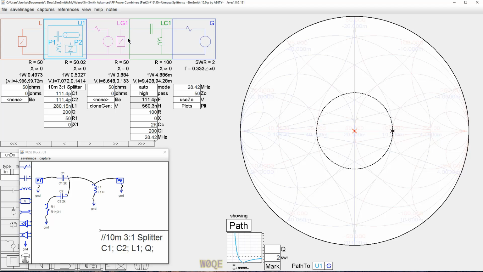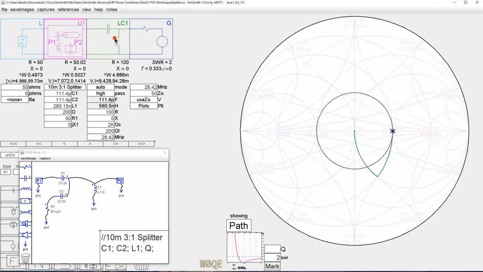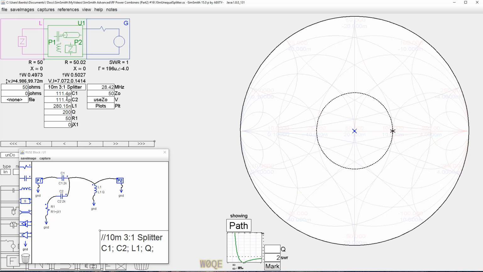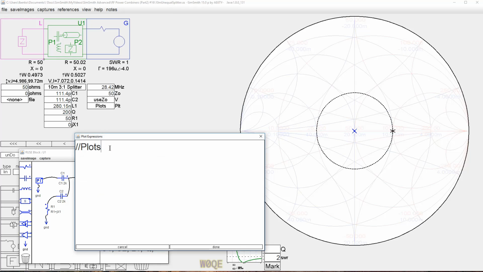At this point, we can dispense with this. So let's get rid of this, let's get rid of this, and this is our circuit. Nothing to it. So now the next thing we want to do is plot the power at this point, and SimSmith will always plot the power here very nicely for us. So let's go back to the plot window here and put one command in it. We're going to plot, and we're going to give it a name.